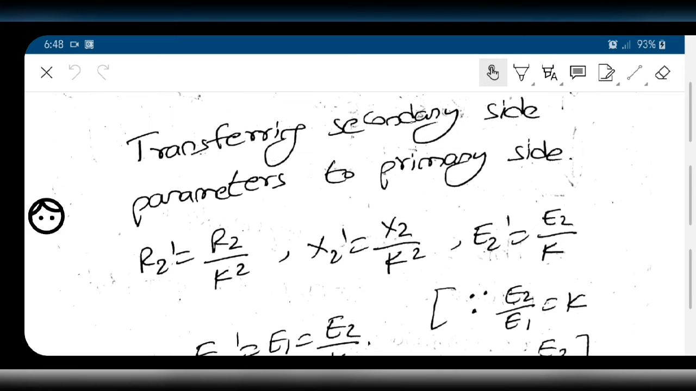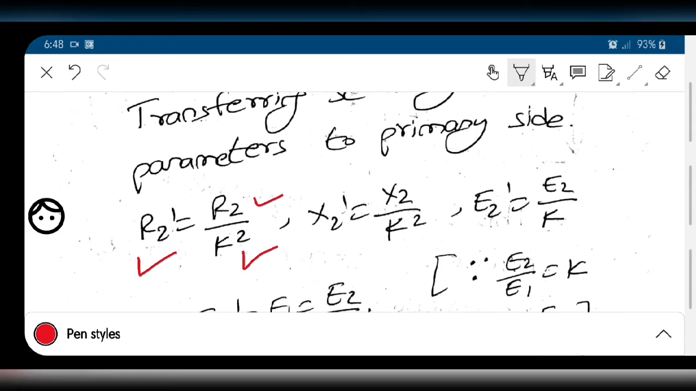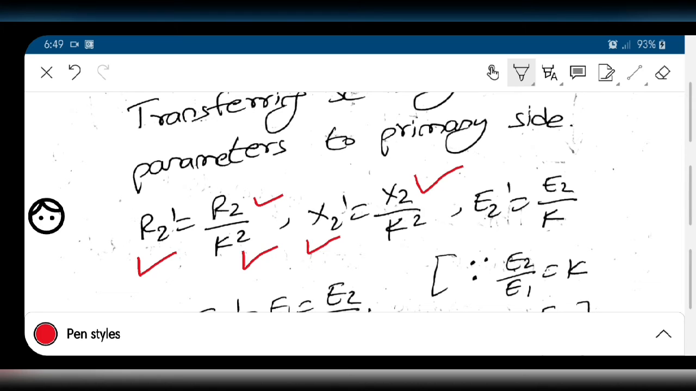So you know, when secondary resistance is transferred to the primary side, it becomes R2 dash, which is equal to R2 by K square, where K is called the transformation ratio. Next, X2 dash, the secondary reactance transferred, is equal to X2 by K square. So whenever resistance or reactance is transferred from secondary to primary, we should divide it by K square.